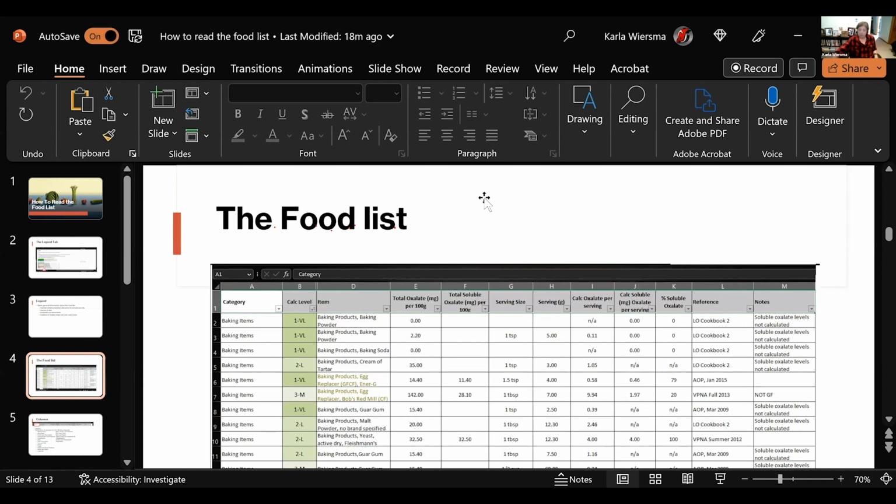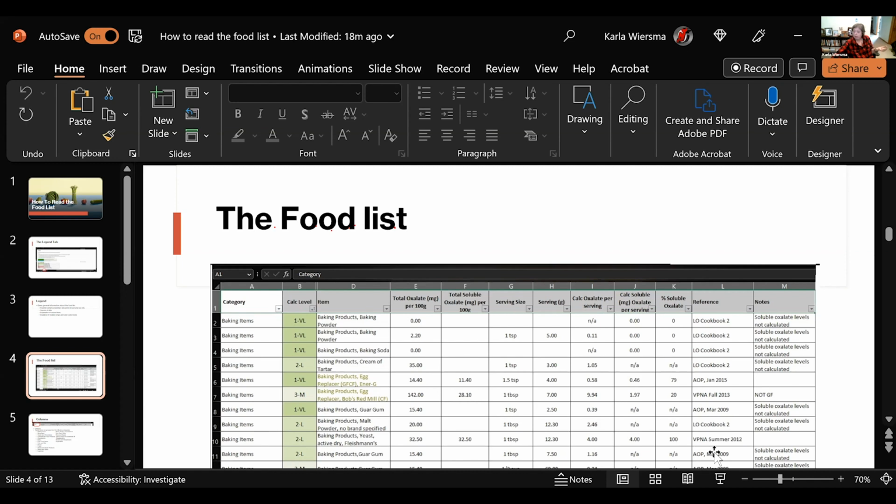Here's the basic food list, what it looks like. You can see we have it grouped by category, by the level, what the item is, what the total oxalate is per 100 grams, soluble, I guess you could say imperial serving size, that serving size in grams. Then you have your calculated oxalate per serving, and that's the total oxalate per serving. How much of that is soluble? What percentage of that is soluble?